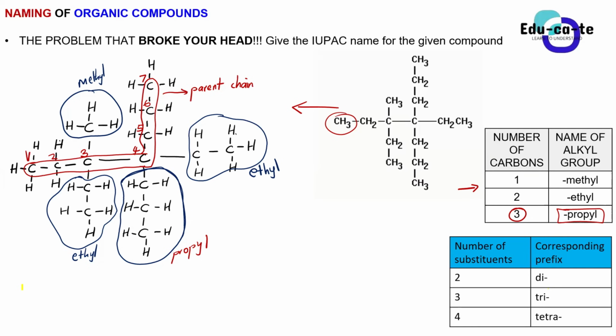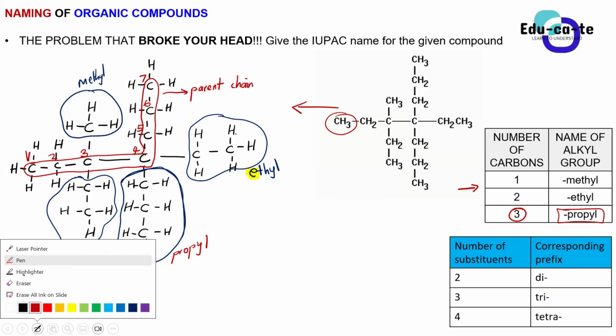Ethyl. Because E comes first before P and M, we already know that ethyl comes first. So we have two of these ethyl groups. You're going to start by writing ethyl first, and there are two of them. Do you see that we have two ethyl groups here?